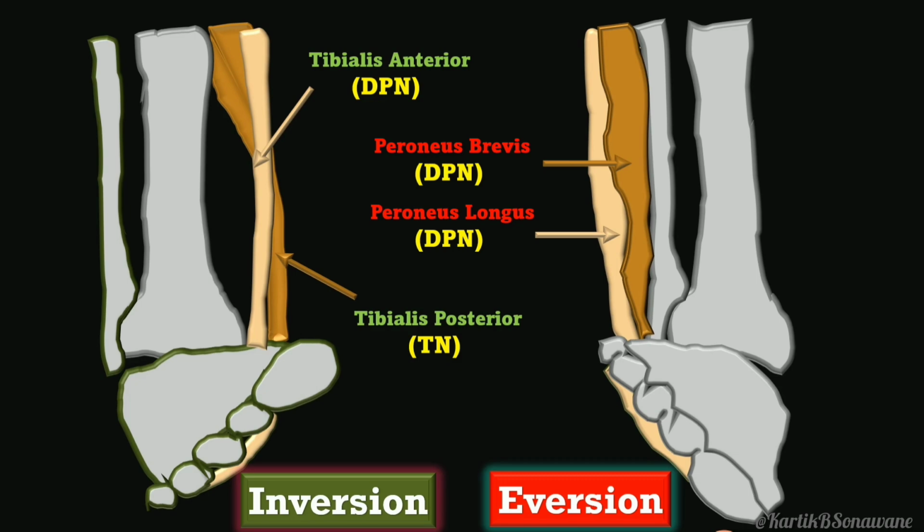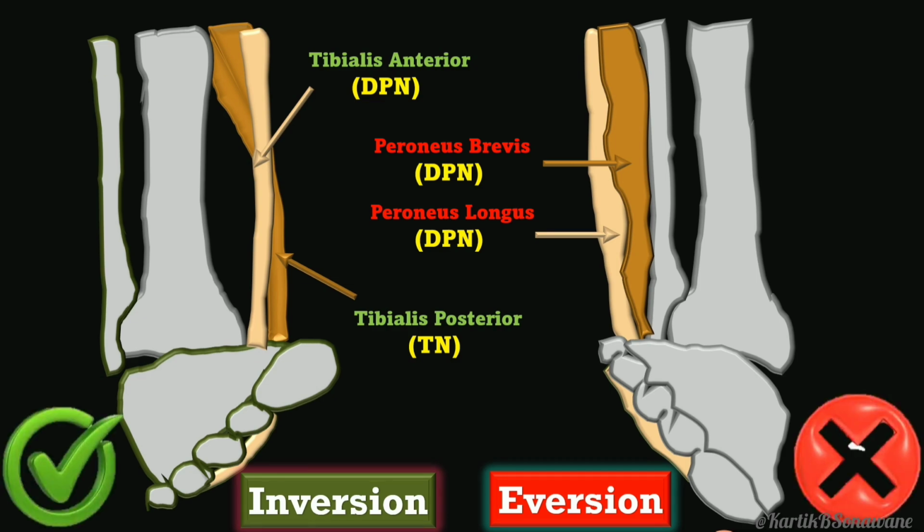In contrast, eversion is the least preferred response. It is caused by peroneus longus and brevis muscle, both innervated by the common peroneal nerve. Hence, eversion suggests incomplete stimulation.